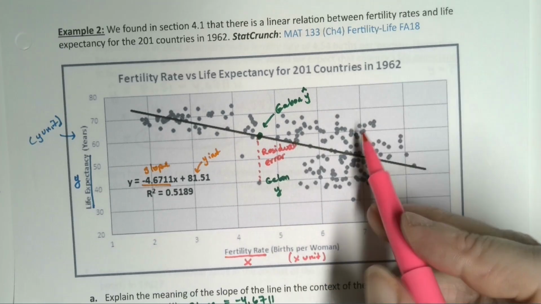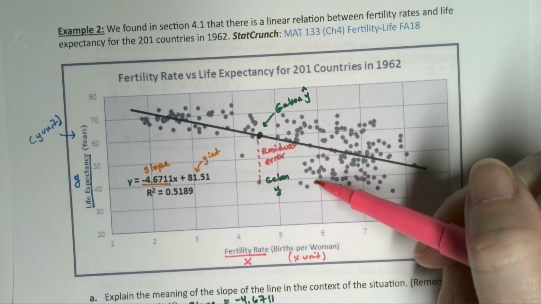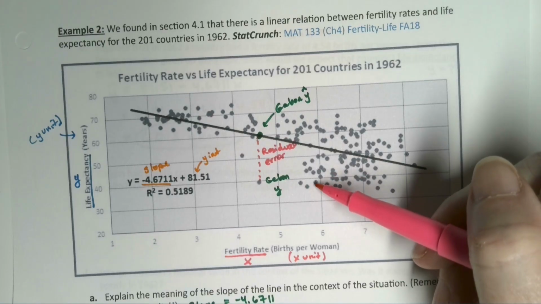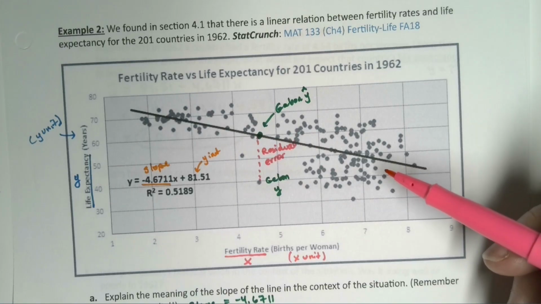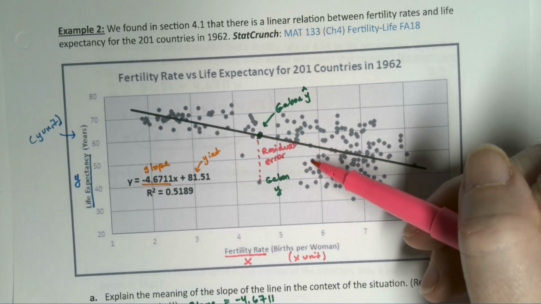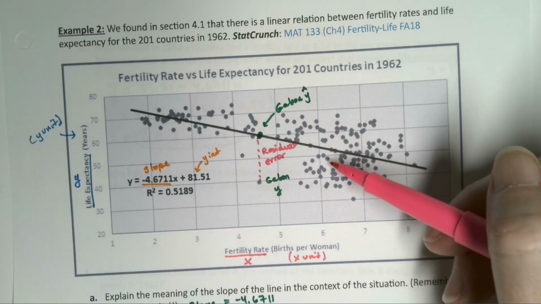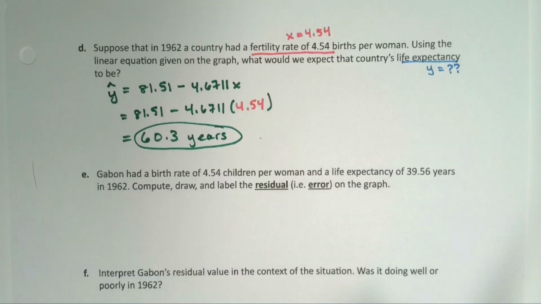And if you look, every dot has a residual. Every dot has its real life value here where the dot is, and then a prediction where the line is. There's a whole bunch of predictions on that line. That's what makes the line. So you would compare this dot to its prediction, and this dot to its prediction, and this dot to its prediction, and so on. So every one of these has a residual, right? They're all going to be off a little bit.